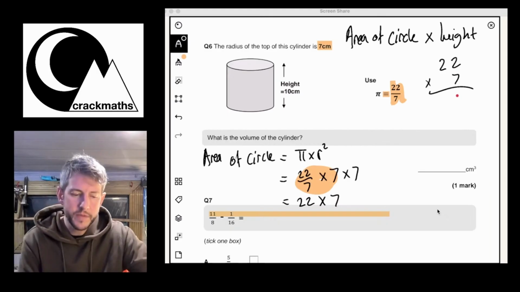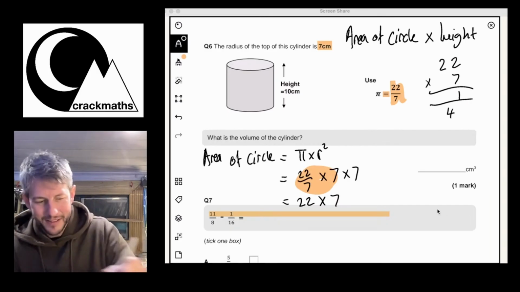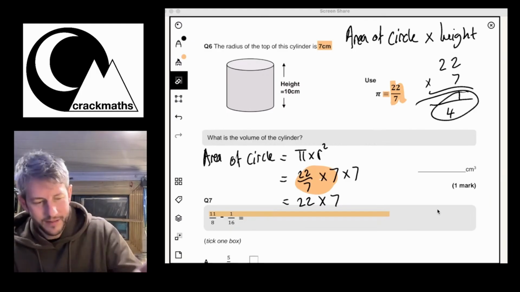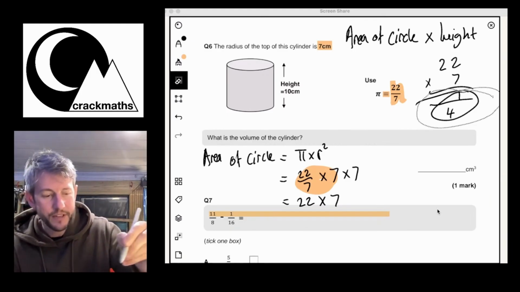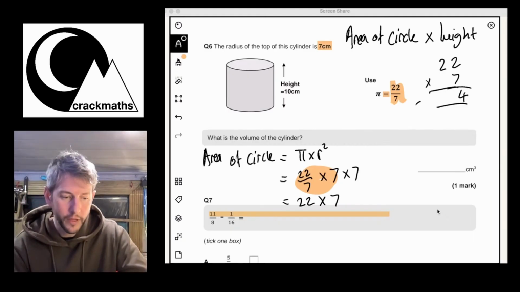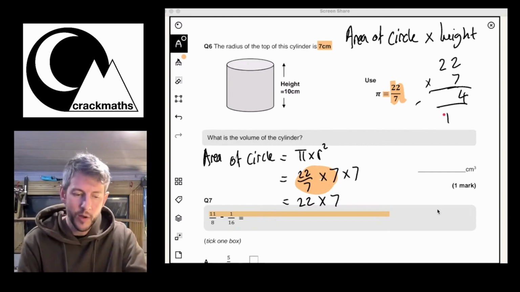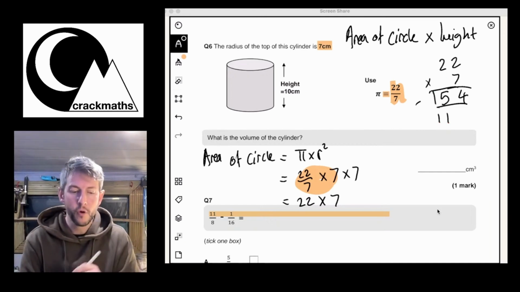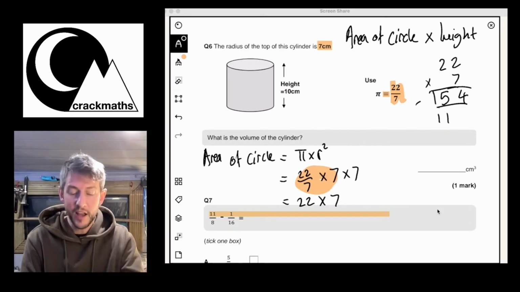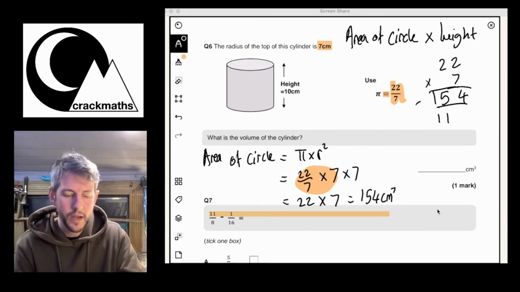Okay, so 2 times 7 is 14. Oh no, sorry about that. 2 times 7 is 14. So I put a 4 here and carry the 1. 2 times 7 again is 14, so I add the 1 to that, which makes it 15. So 154. So 22 times 7 is 154. So I know the area of the circle is 154 centimetres squared.